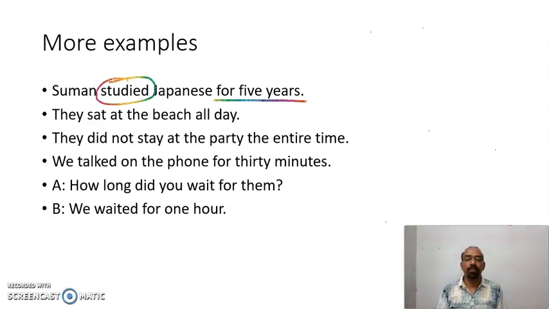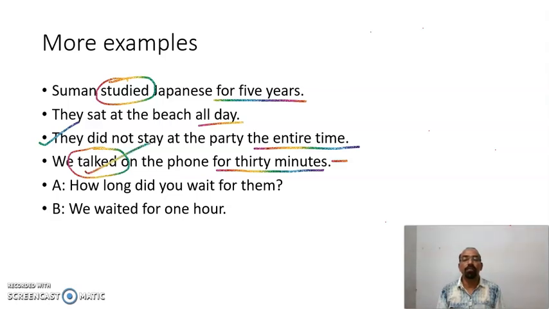They sat at the beach all day. This is a duration of time. Third sentence. They did not stay at the party the entire time. The entire time is a duration. We talked on the phone for 30 minutes. For 30 minutes is also a duration, but we expressed it in simple past only.